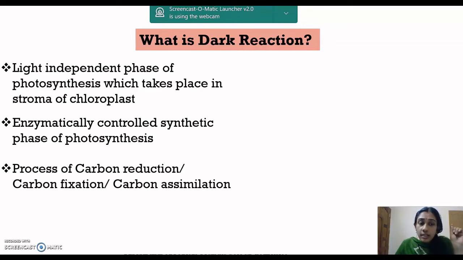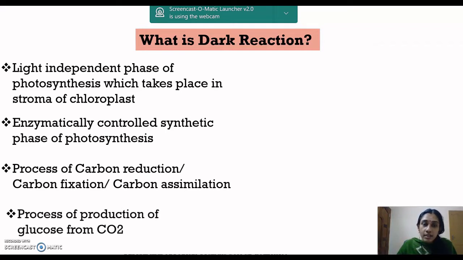And the dark reaction process is actually a reduction process, that is carbon reduction, or it is otherwise known as carbon fixation or carbon assimilation. Simply, dark reaction is the process of production of glucose from carbon dioxide. So remember these points while hearing the term dark reaction.